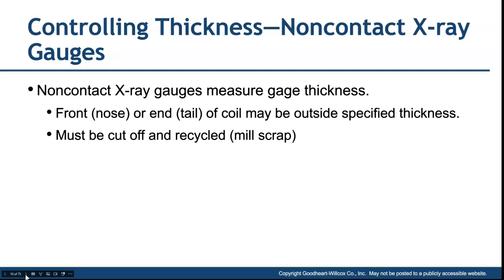We control the thickness through a gauge measurement. Oftentimes, this is a no-contact gauge measurement done with x-rays. Of course, it's usually checked at the front end, what's referred to as the nose, and the end of the coil, what's referred to as the tail, to make sure that it stays within the specified thickness. Anything that is off of that, we typically will cut off and recycle. That's of course part of our mill scrap as well.